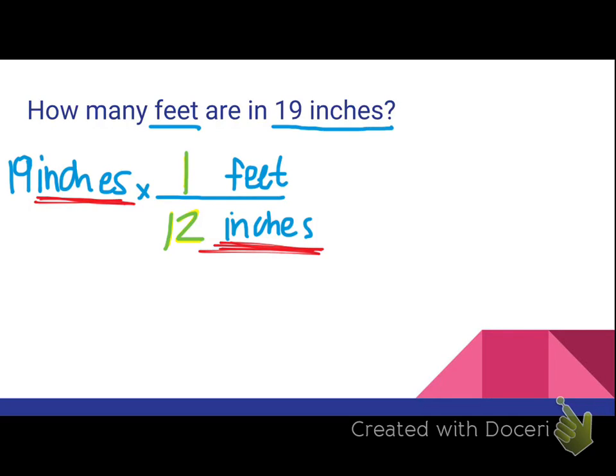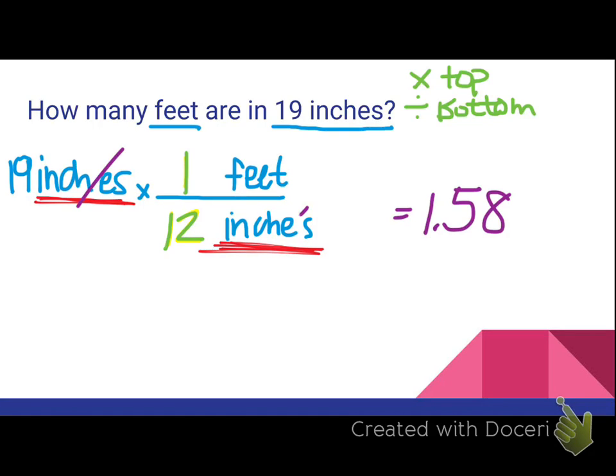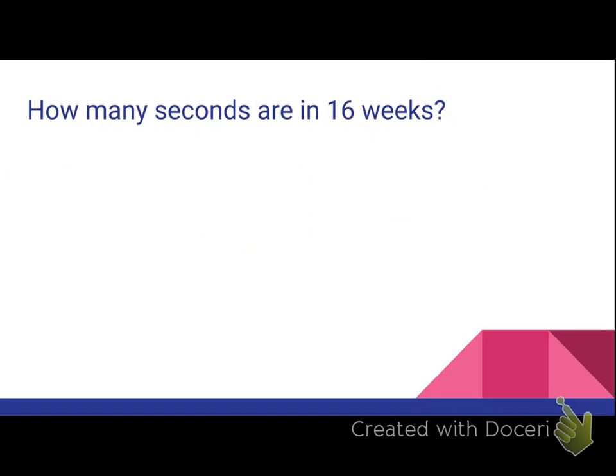So then we'll just do our math here. Remember that you multiply on the top and you divide on the bottom. So we're going to take 19 and we are going to divide it by 12. And we are going to get 1.58. We're just going to round for right now, 1.58. My unit is going to be feet. Okay, easy enough. Moving on to the next one.